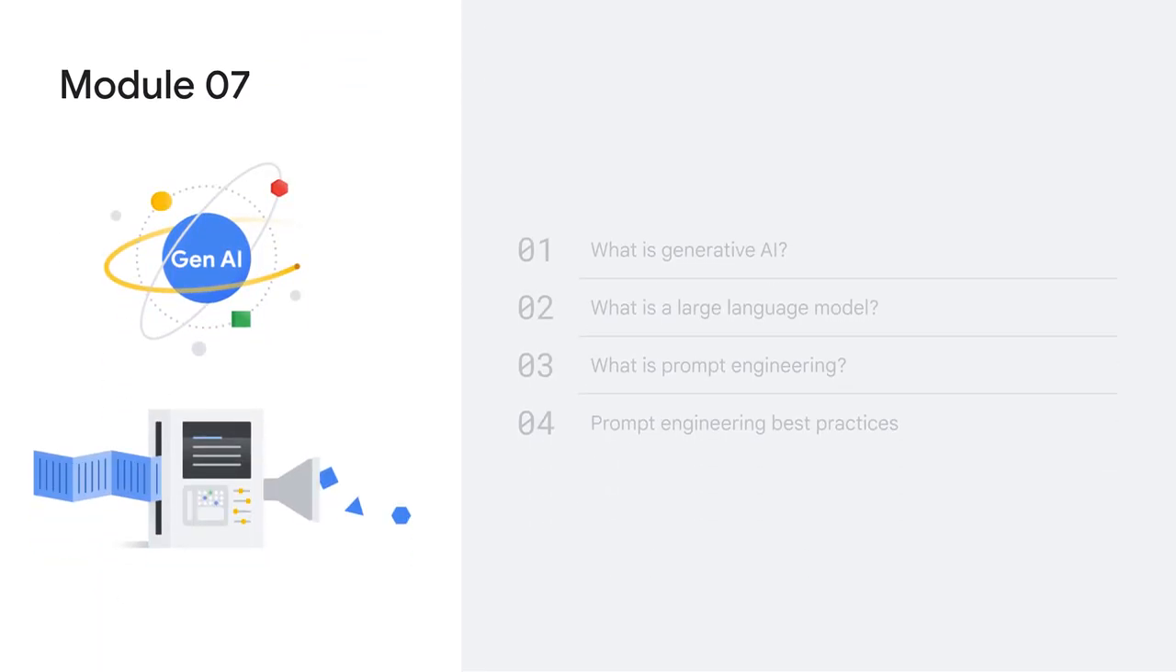Finally, in Module 7, you explored how to combine Google Cloud knowledge with prompt engineering to improve Gemini responses. You discovered answers to the following questions: what is generative AI? What is a large language model? And what is prompt engineering? You ended the module by identifying prompt engineering best practices.